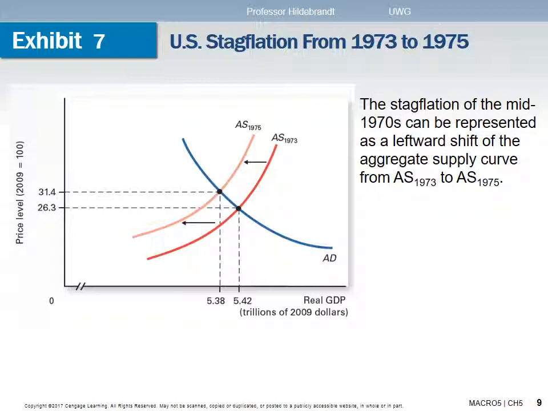So stagflation is when we have stagnant or reduced production and inflation, or an increase in prices. So make sure you know that word, stagflation.